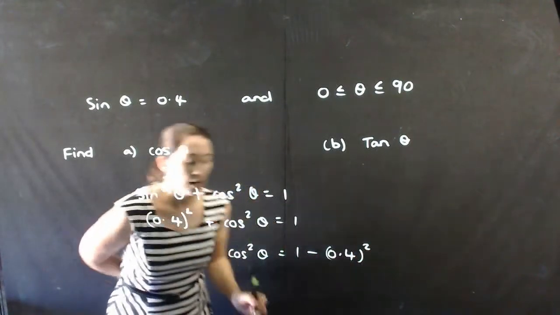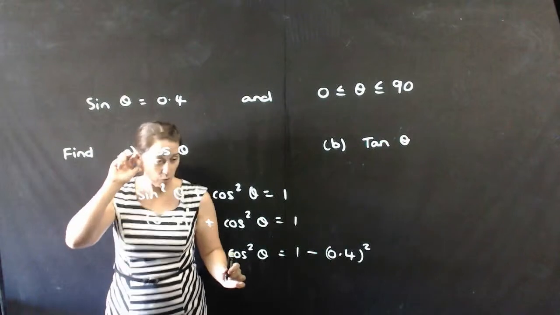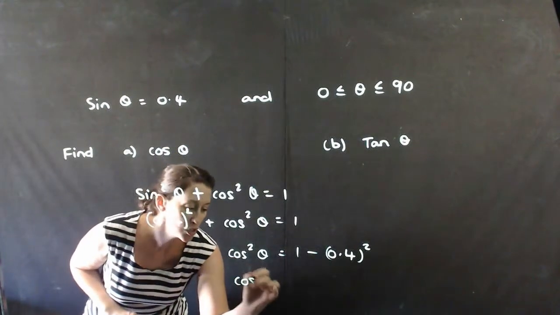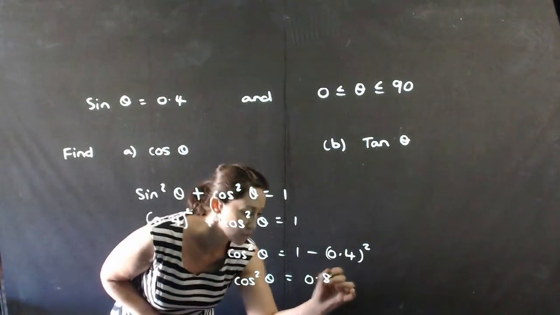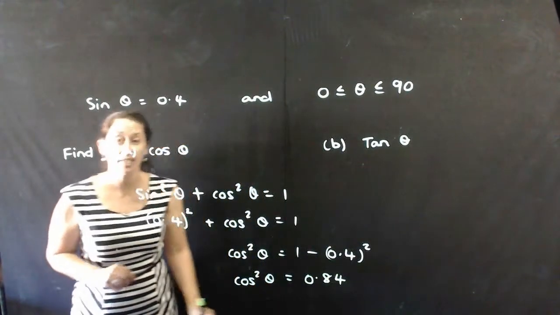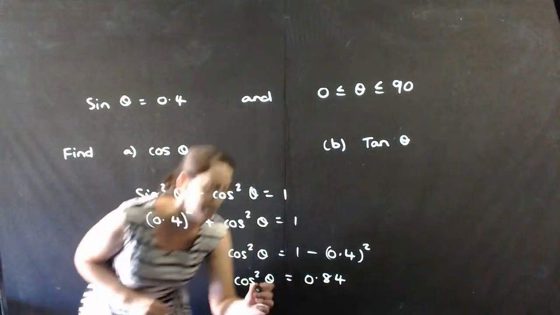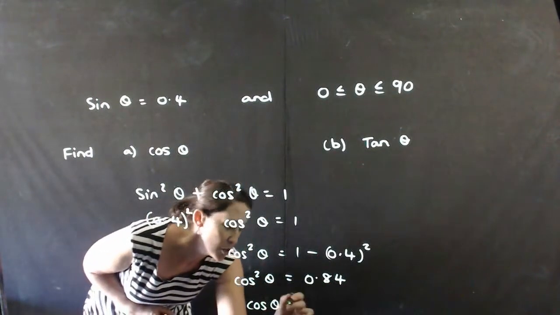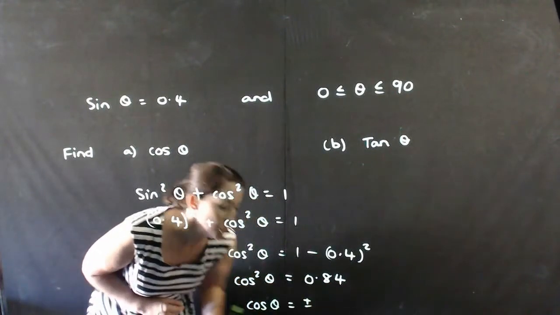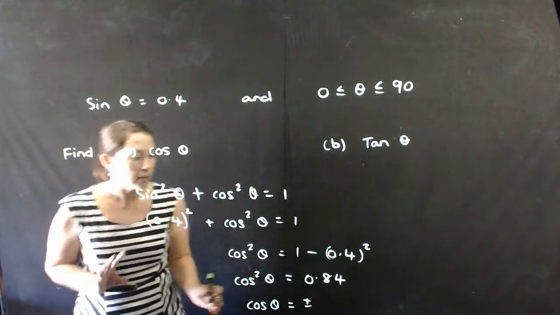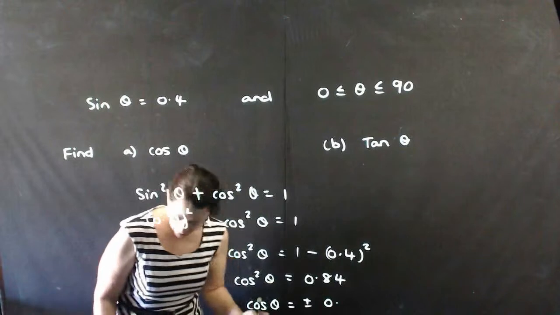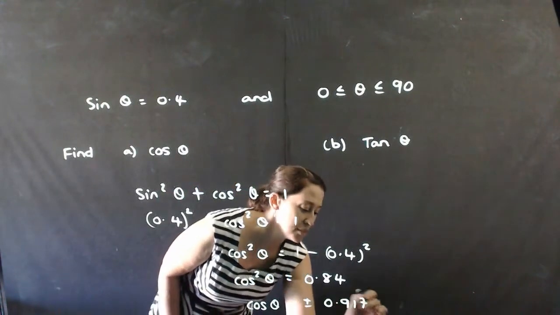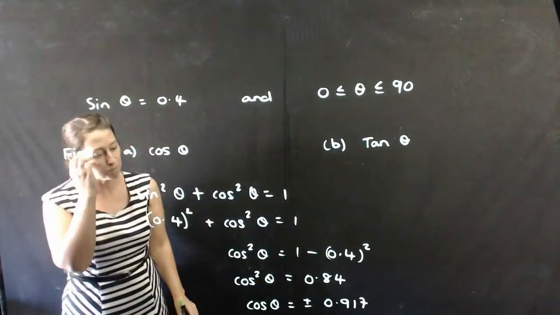Now I need to work that out. 0.4 squared is 0.16, so cos squared theta is 0.84 after I subtract that. And then to find cos theta, I just square root 0.84. Of course when you square root, you get a positive and a negative answer. Square rooting that, using my calculator, gives me 0.917. That's correct to 3 decimal places.